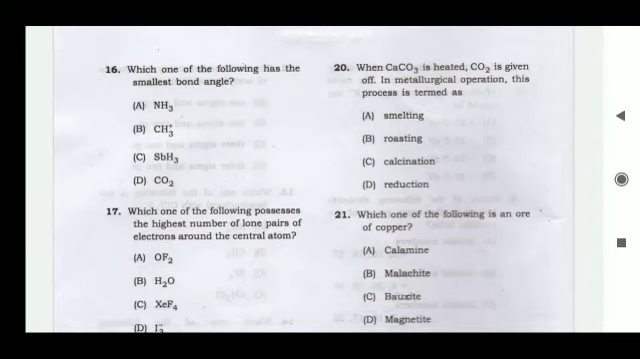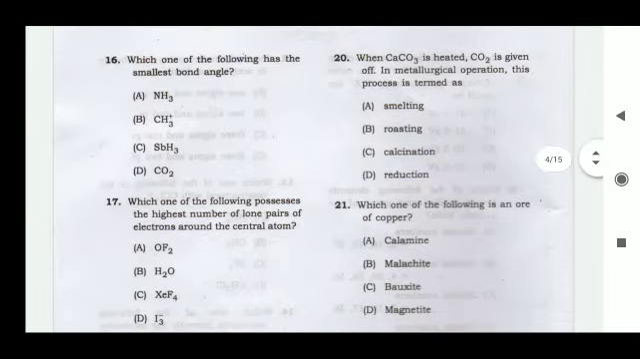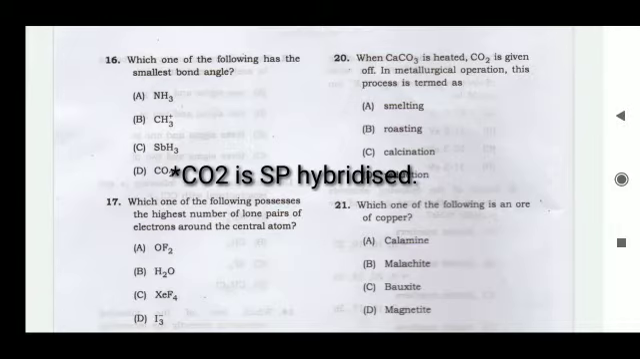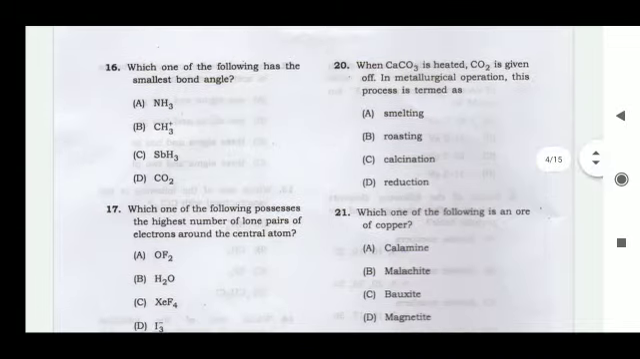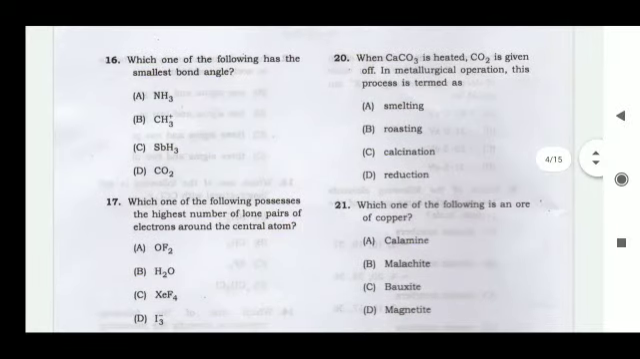Here, ammonia NH3 is sp3 hybridized, BCH3 plus is sp2 hybridized, SbH3 is sp3 hybridized, and CO2 is sp2 hybridized. So remember one thing, sp3 hybridized molecules have bond angle 109 degree 28 minute. sp2 hybridized molecules have bond angle 120 degree, and sp hybridized molecules have bond angle 180 degree.